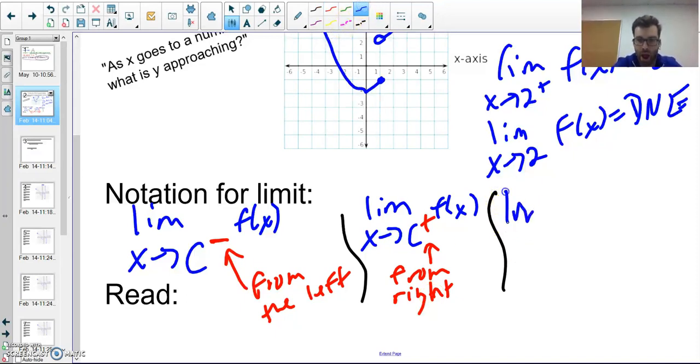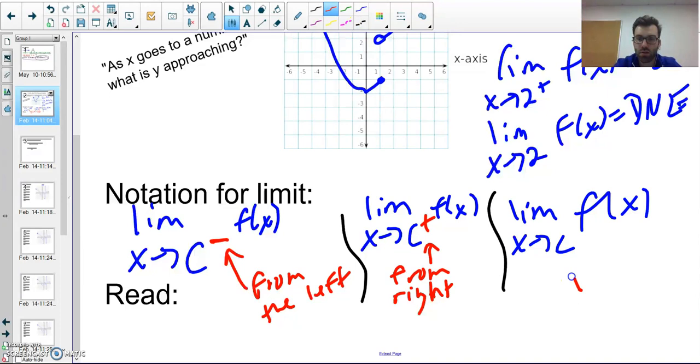Or you can also have the notation of the limit as x goes to some constant c of f of x. And this is just the overall limit. The overall limit.